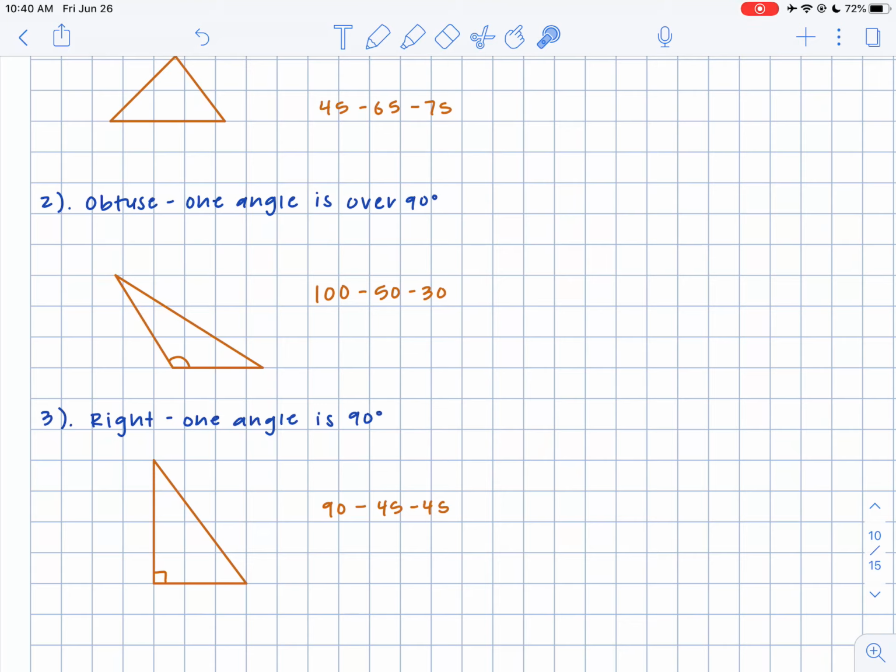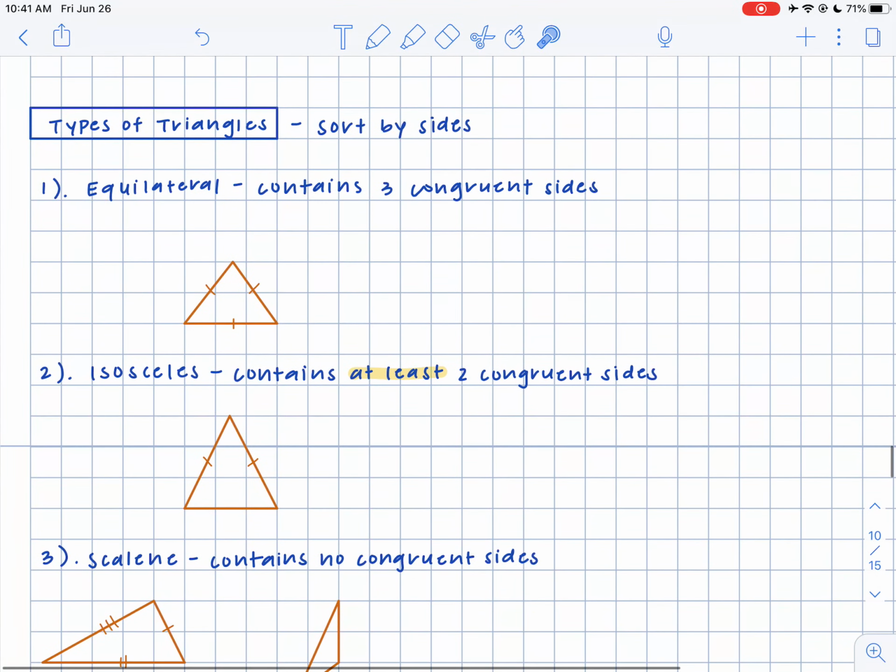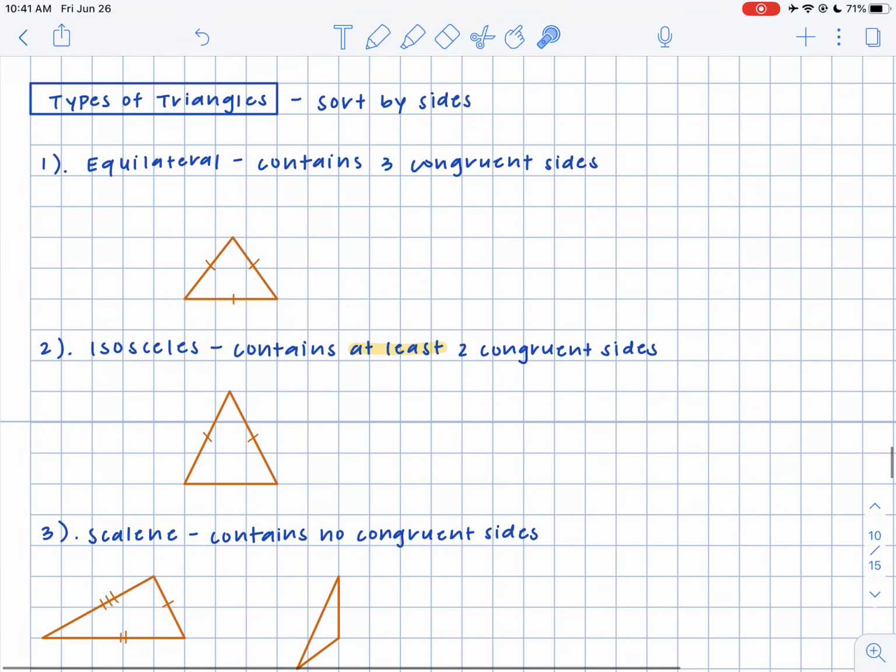And a right triangle is where one angle is 90 degrees, and it's represented by this small square. And again, you'll see why in 2.2, why you can only have one angle in a triangle that is obtuse or a right angle. Now we can classify triangles according to their sides.